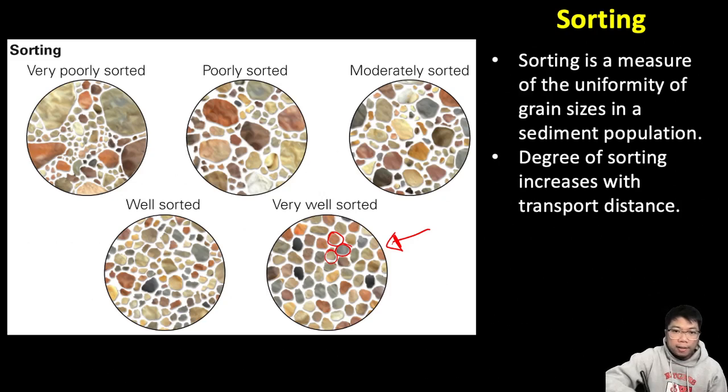Compare that with the extreme end, which is the very poorly sorted. In this case, we have very big grains, like this one right here, mixed with very small grains, and they're all very different in size. Again, the degree of sorting also indicates the transportation distance.